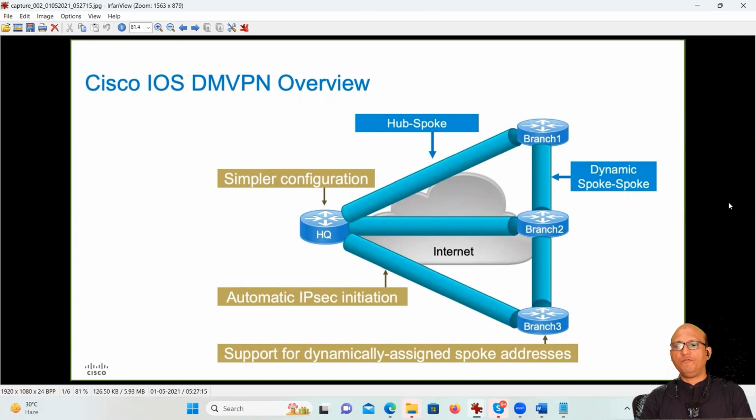So this is the DMVPN overview. You can see headquarter is connected to branch 1, branch 2, branch 3. And you can see the points: simpler configuration, automatic IPsec initiation, support for dynamically assigned spoke addresses, hub and spoke environment, spoke to spoke environment. You can see it is the full mesh connectivity. Clear?